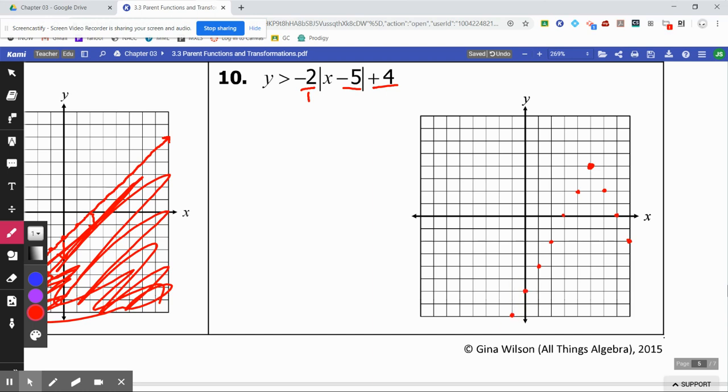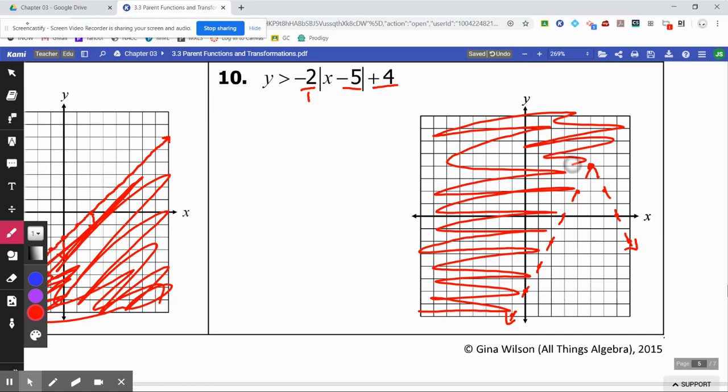Since it is greater than, that's going to be a dotted line or a dashed line. So let's do that first. And since it is greater than, we are also going to shade above. So from any point, figure out which way above is, and we're going to shade on this side of my graph.